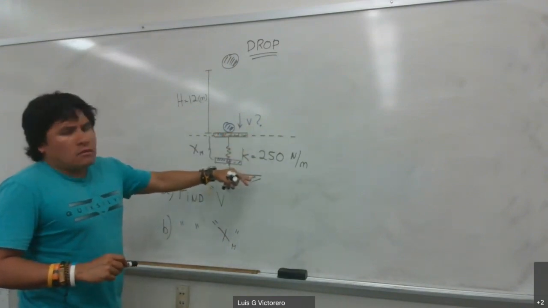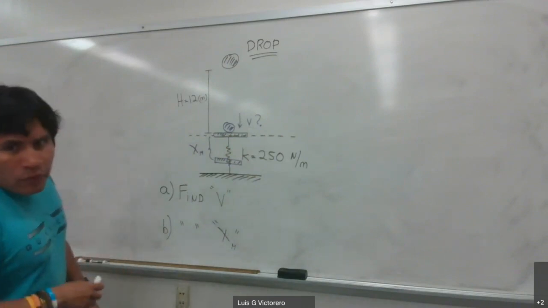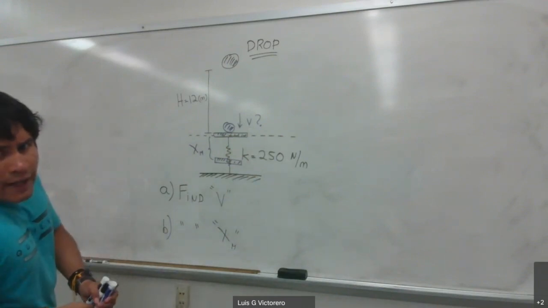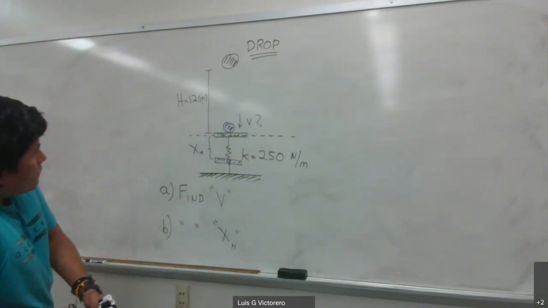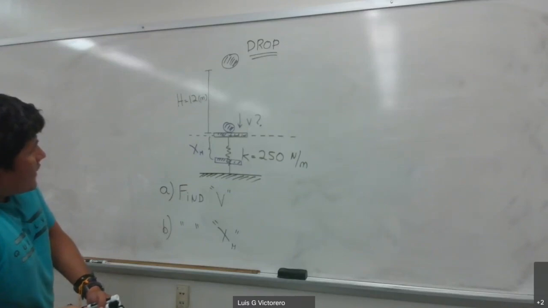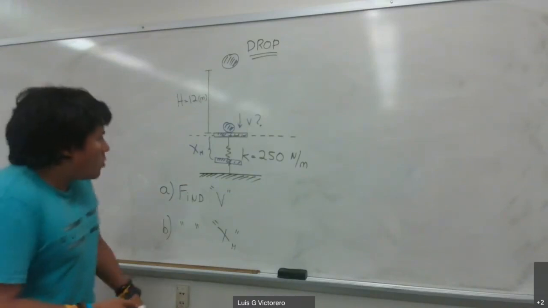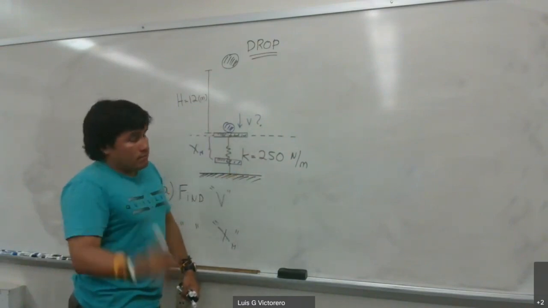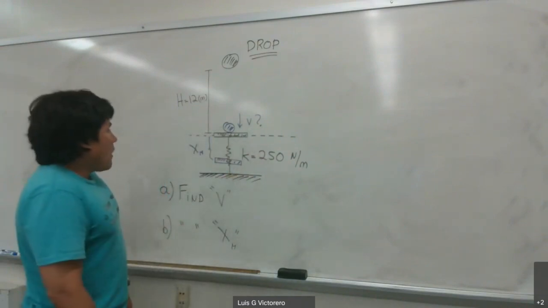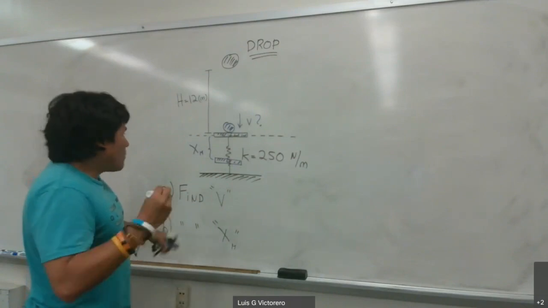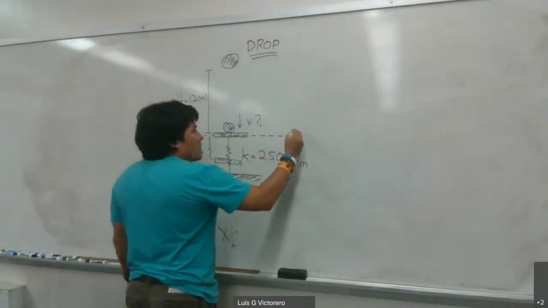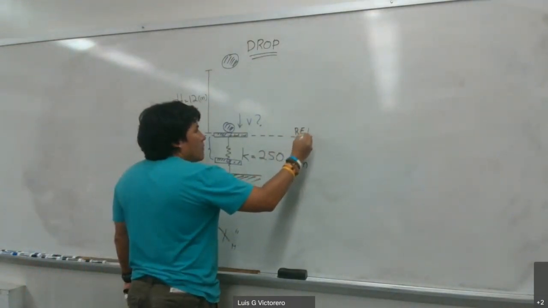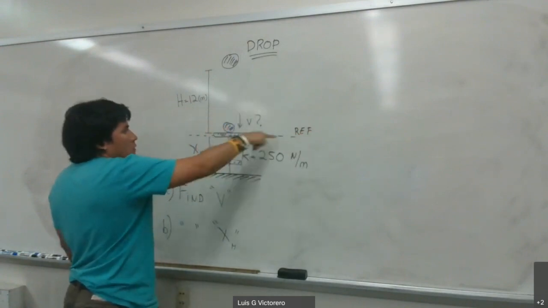In this problem, again, like the previous one, I won't make the ground my reference point. Because if I make the ground my reference point, I have to know the natural length of the spring, and they don't give me that. Right? So let's make for part A the reference here, where the object is on the platform.